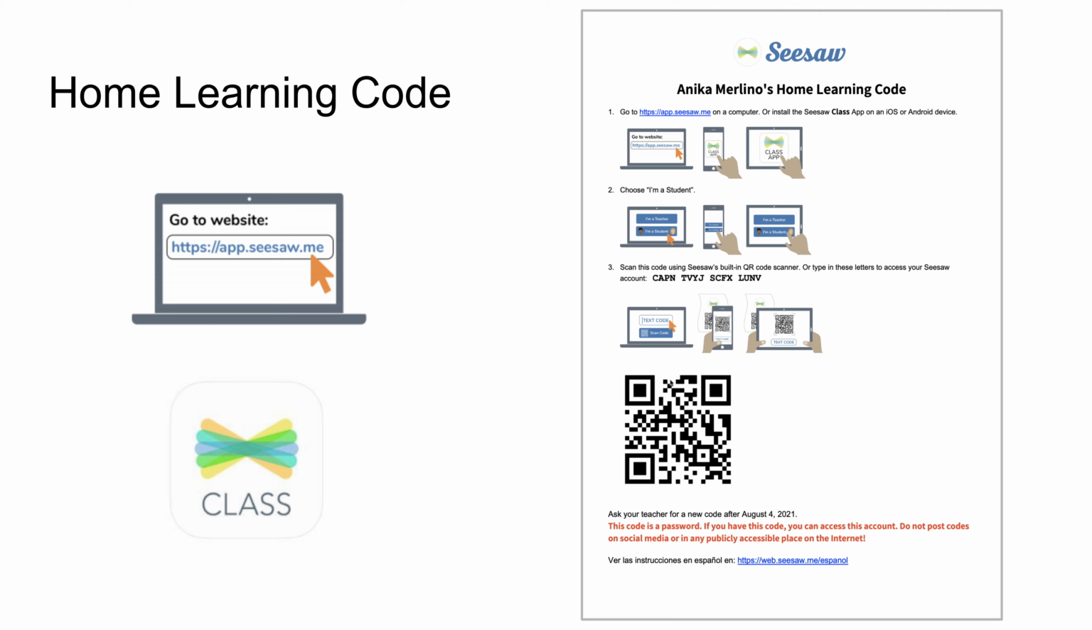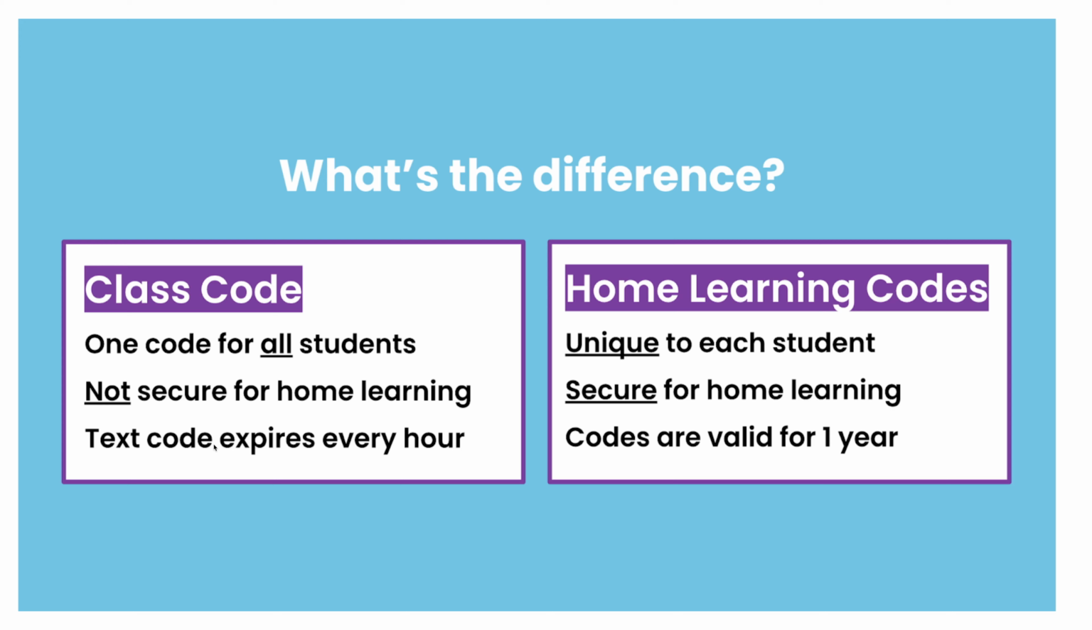So you're going to email this to the parents, and the parents are going to help the kids follow these directions to get them online, and that is it. So what's the difference between a class code and a home learning code, in case you've ever heard of that?